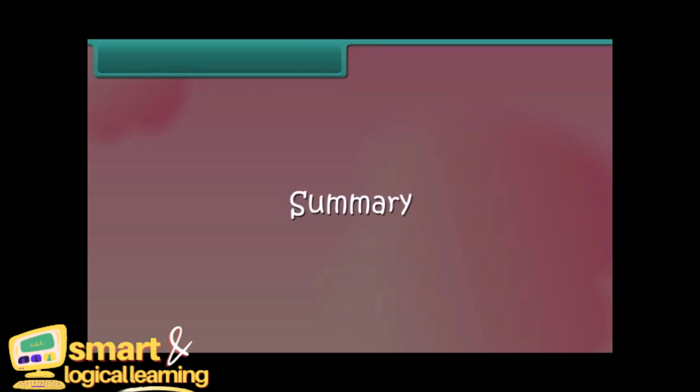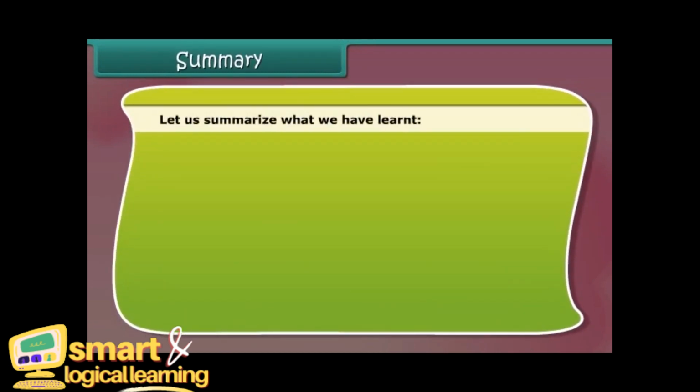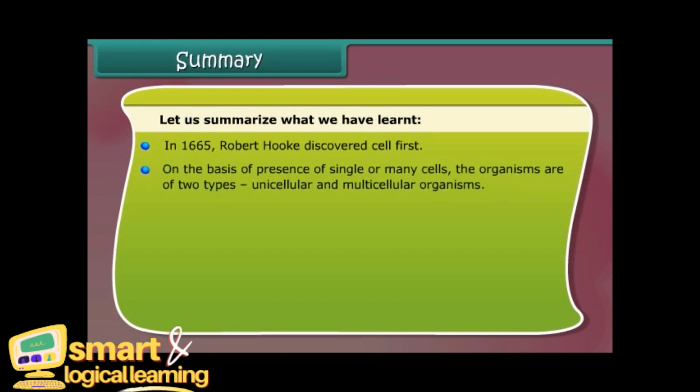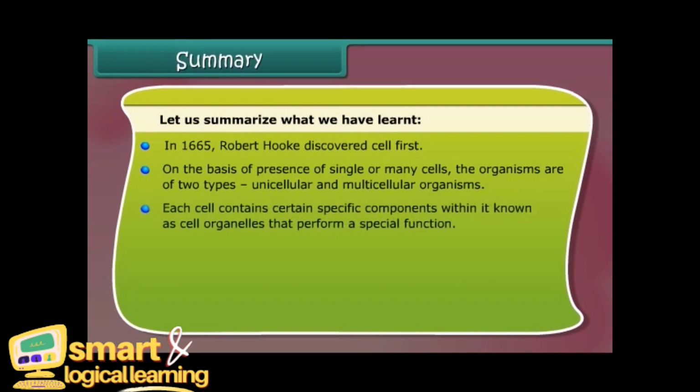Summary. Let us summarize what we have learned. In 1665, Robert Hooke discovered the cell first. On the basis of presence of single or many cells, the organisms are of two types: unicellular and multicellular organisms. Each cell contains certain specific components within it, known as cell organelles, that perform a special function.